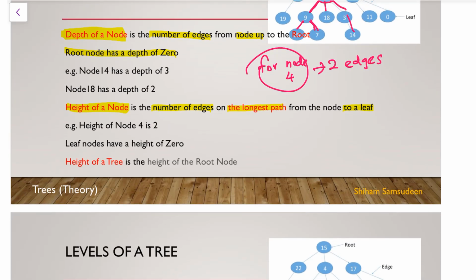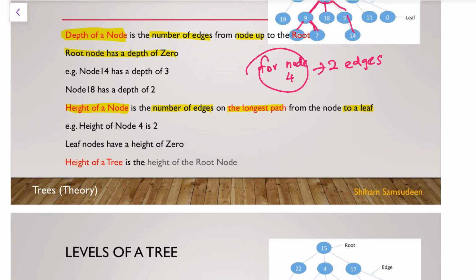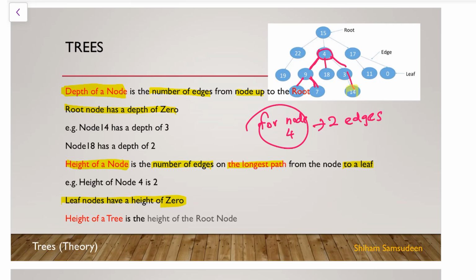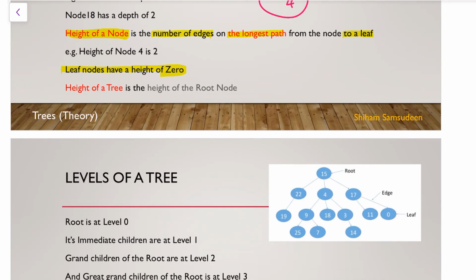Okay. And let's move on to leaf nodes. Leaf nodes have a height of 0. That is obvious, right? So 14 is a leaf node. It has a height of 0. Right? Just like how root has the depth of 0, the leaf nodes have the height of 0, because there's no other leaf from the leaf, right? The number of edges is 0.